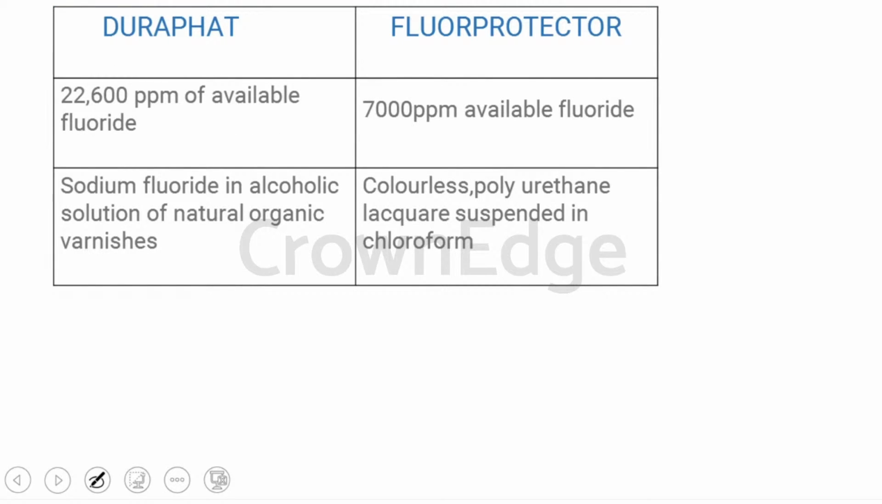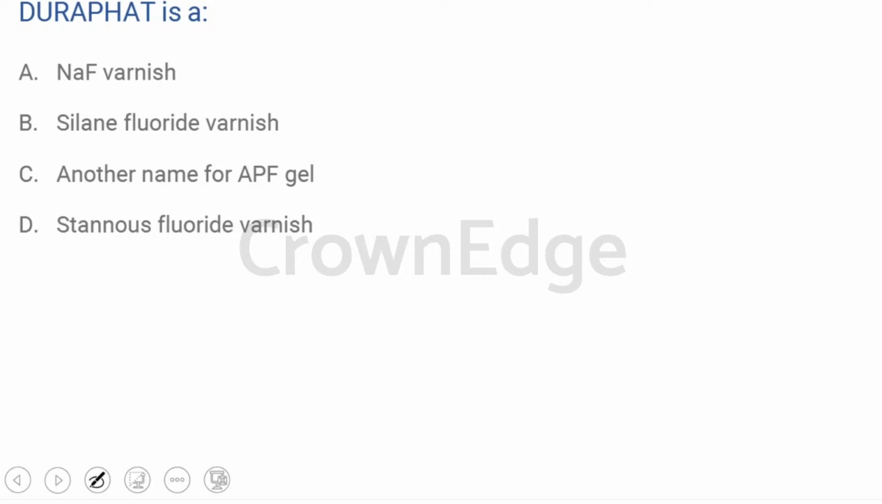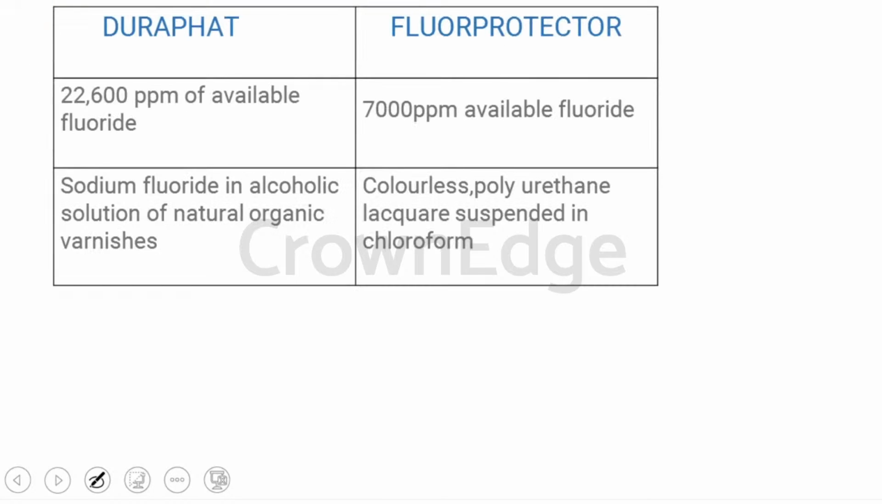So this slide, I'm going to talk to you about basically Duraphat and Fluor Protector. I'm sure most of you are aware of it, but this is going to be a quick revision of what you already know. So 22,600 ppm of available fluoride is seen in Duraphat, and it is nothing but sodium fluoride in alcoholic solution of the natural organic varnishes. So your answer for this particular question is option A, which is a sodium fluoride varnish. And Fluor Protector has 7,000 ppm of available fluoride. Here it is basically a colorless polyurethane liquid, which is suspended in chloroform.